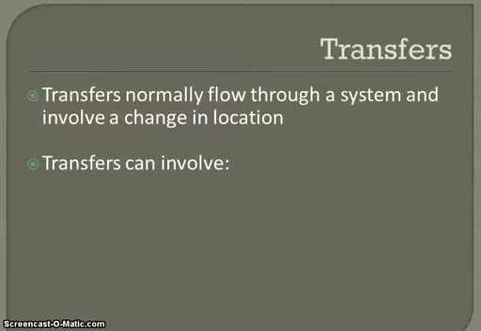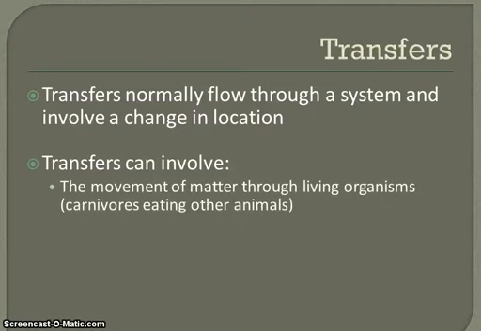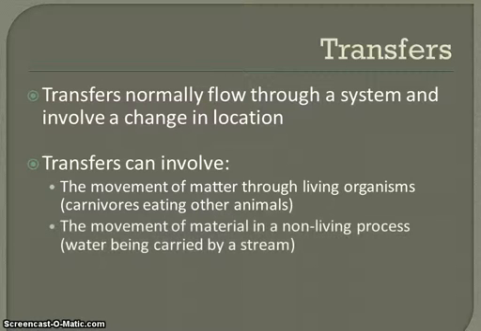All right, other components of systems are transfers and transformations. We talked about how both matter and energy can flow through a system depending on the type of system. Most systems are open, which means they are going to transfer both matter and energy. So one example of how matter is transferred would be when a carnivore eats another animal. That matter is transferred from one to another. This can also happen in non-living things when water is carried by a stream from one location to another. So the key thing about transfer is you are changing its location.